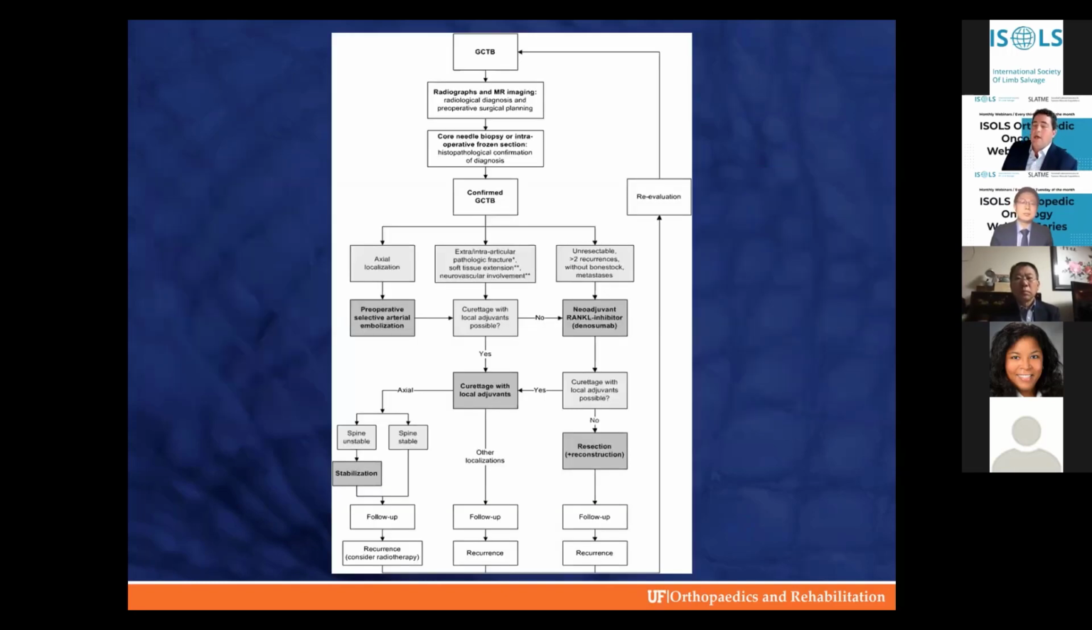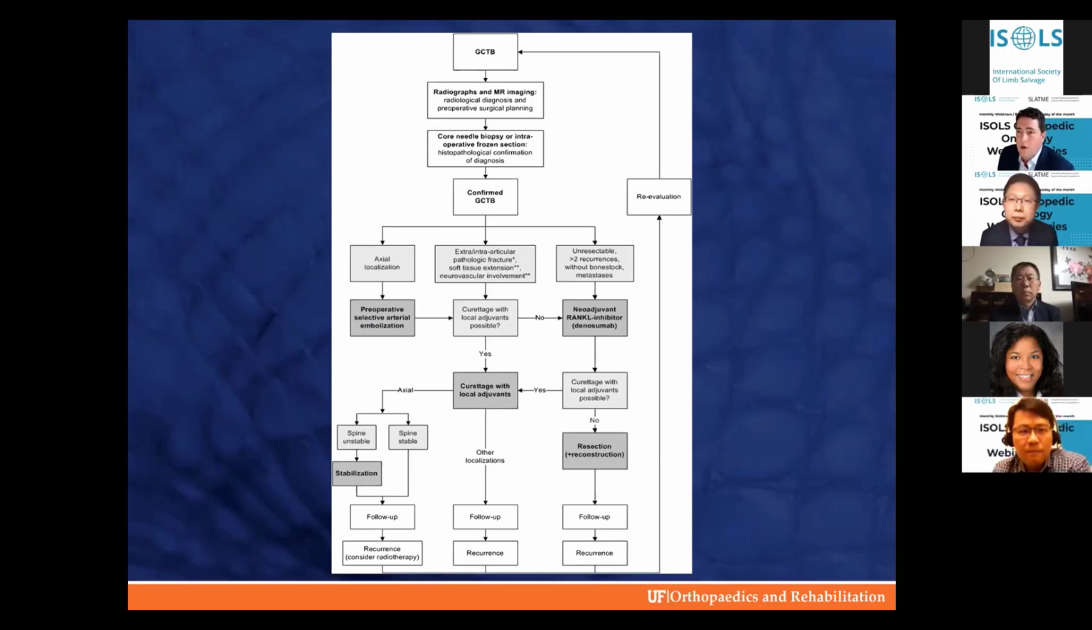So this is an algorithm that was published by the group in Leiden with Michiel and Sander, which I think is pretty spot on to how I try and manage these. I think the important concept here is that this is a multidisciplinary approach. You need medical oncology, sometimes radiation oncology, and obviously on the patients that have local recurrences or inoperable disease, you have to use all the tools in your armamentarium.